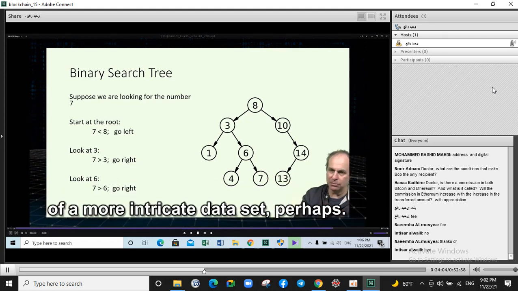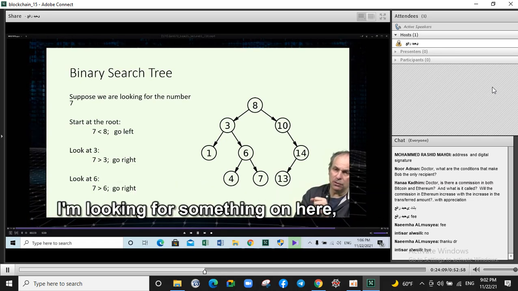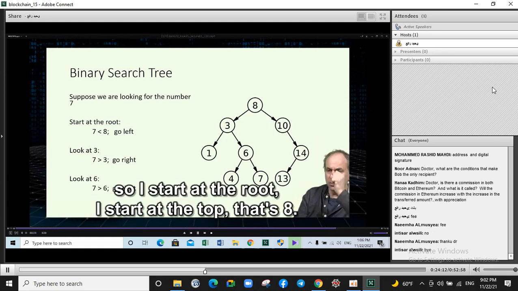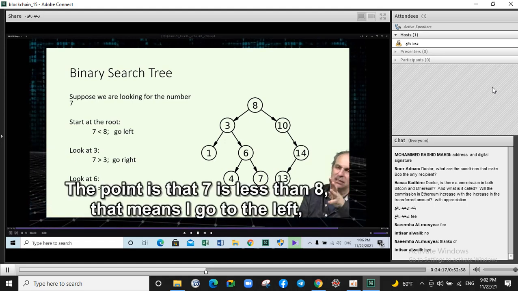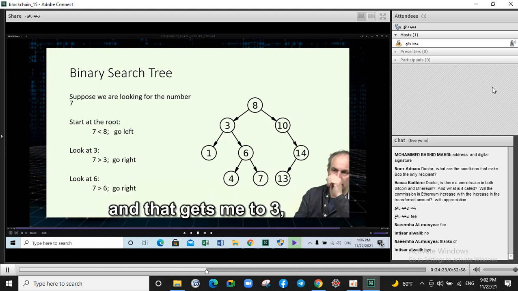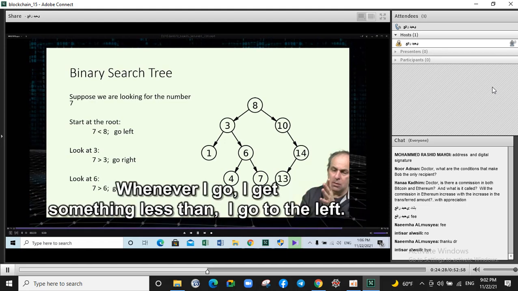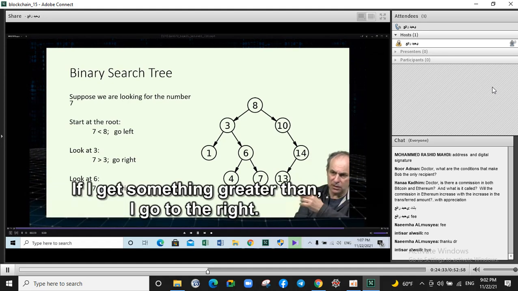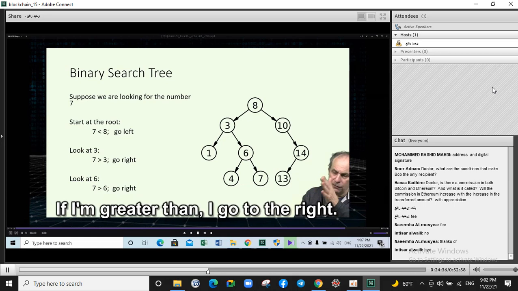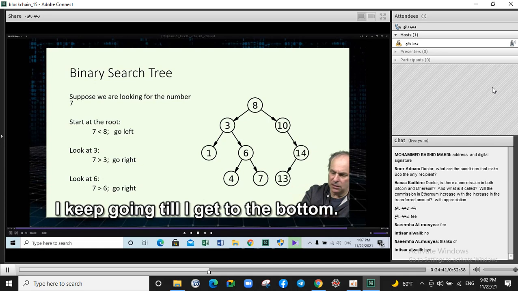So I'm looking for the one that's got the key of 7. I start at the root, at the top. That's 8. Now the point is that 7 is less than 8. And that means I go to the left. And that gets me to 3. 7 is greater than 3, so I go to the right. So whenever I get something less than the node, I go to the left. If I get something greater than the node, I go to the right. And I keep going till I get to the bottom.